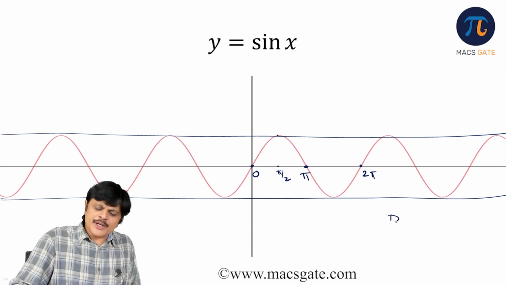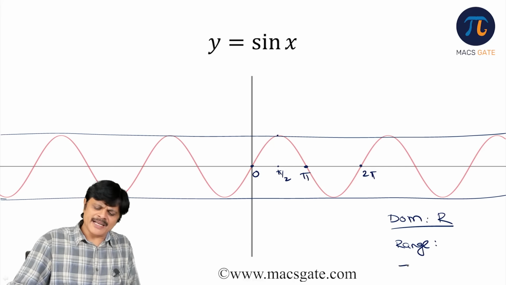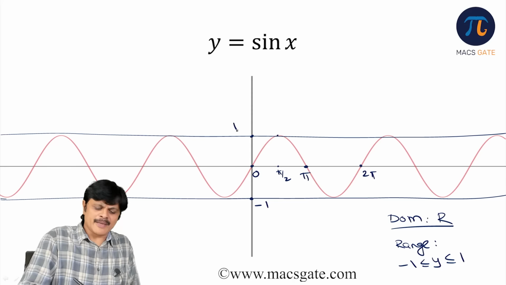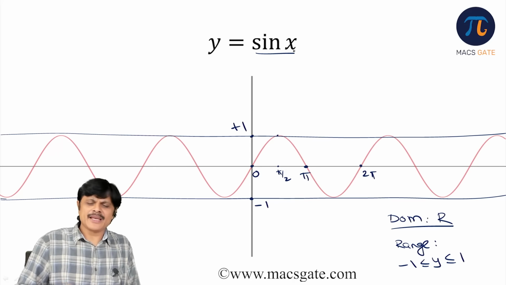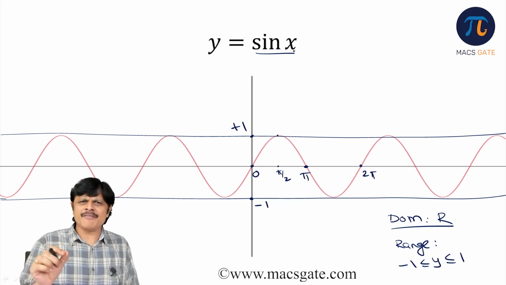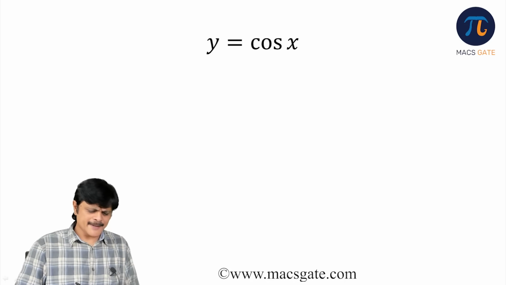So if you see the domain of sin x, it is defined for all real values of x, but for the range, the sin x value lies between minus 1 and plus 1. We are calling it y. y ranges from minus 1 to plus 1. That is the range of sin x. See, this is the information one needs to know about a basic function, nothing more than that: the general picture of the graph, what is the domain, what is the range. That's it.